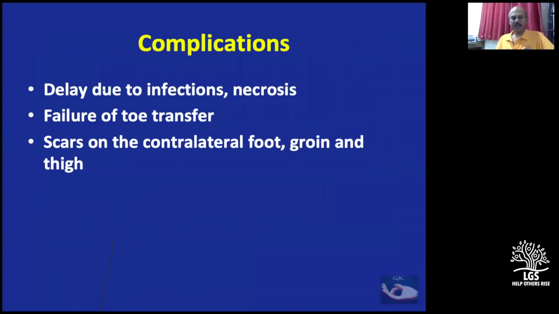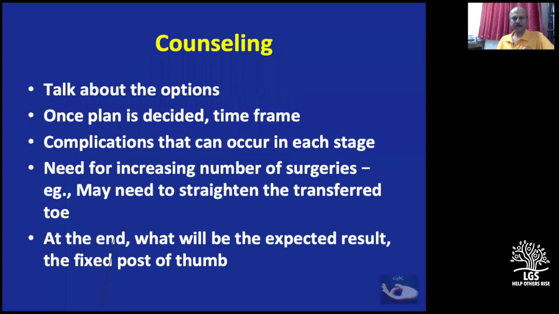The complications I would like to think about are delay due to infections in my stage. This is my roadmap. Now, failure of toe transfer must be explained to the patient, when both the thumb and the toe will be lost. And scars will be present on the contralateral foot, groin, and the thigh.